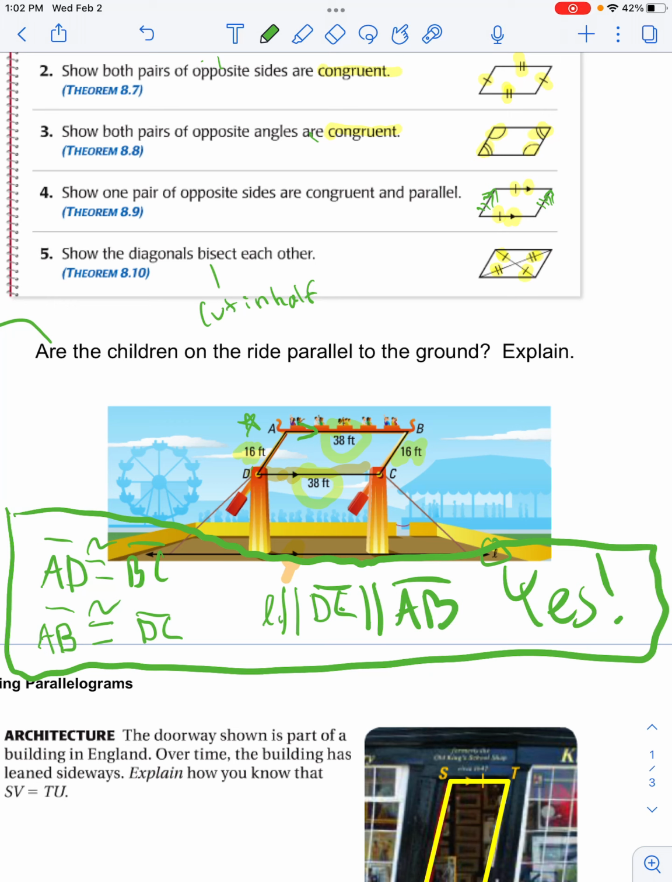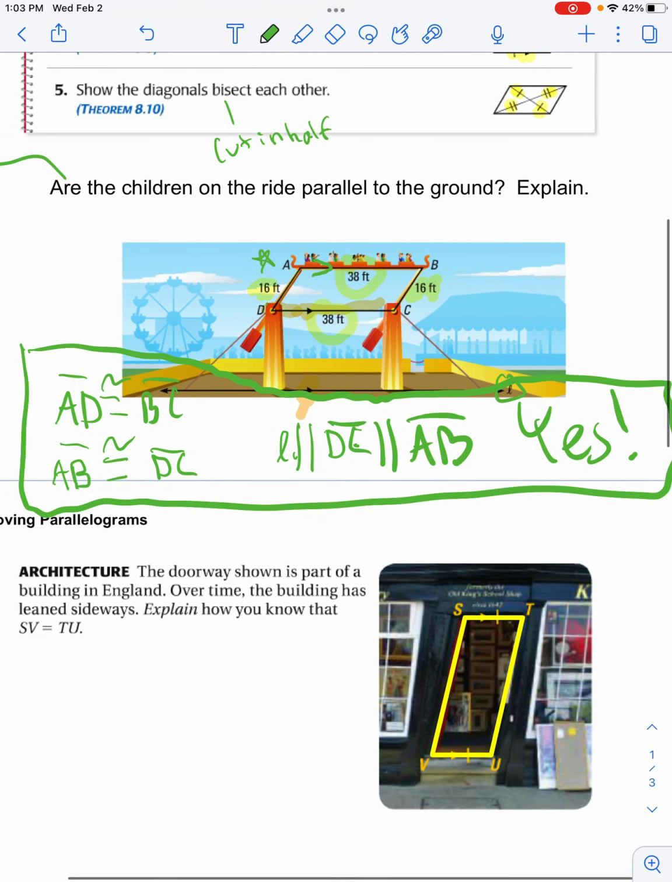This is how we prove it: because AD is congruent to BC, AB is congruent to DC, and therefore line L is parallel to line DC, and line AB is parallel to those because it's a parallelogram.